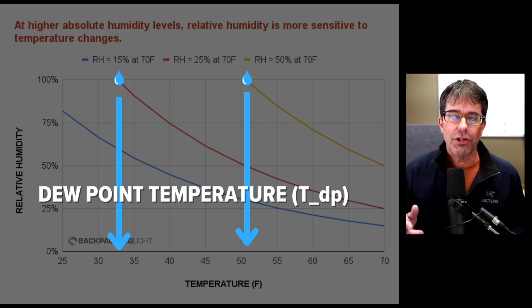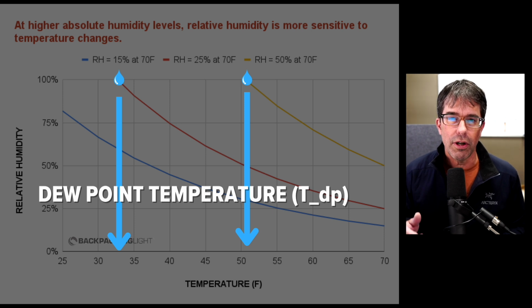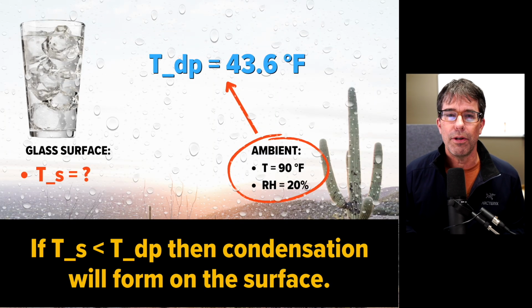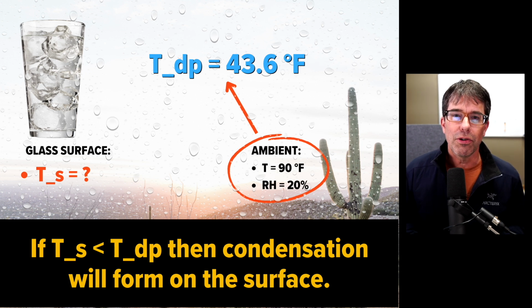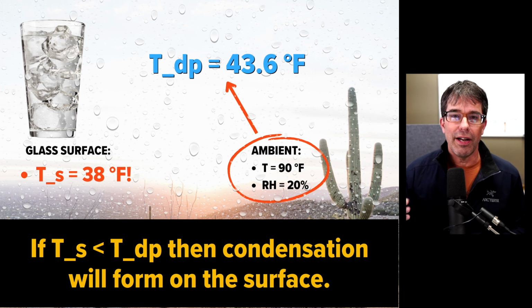To ask the question whether or not condensation will form on the surface of our ice water glass, we need to know the surface temperature of that glass. If that surface temperature is less than the dew point temperature, condensation is going to form. For a typical glass of ice water, the surface temperature is going to be 40 degrees or less. That is less than the dew point temperature in this scenario, and we're going to have condensation on the surface of the glass. All right, now let's transfer this idea to the backcountry.